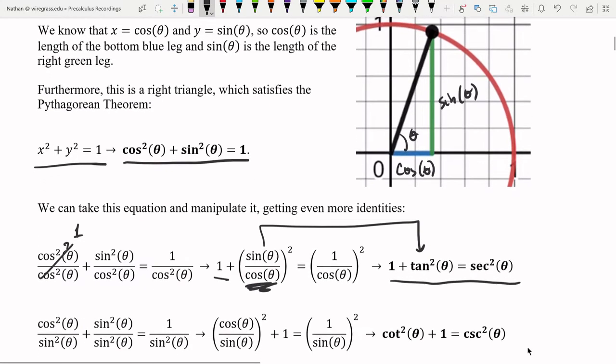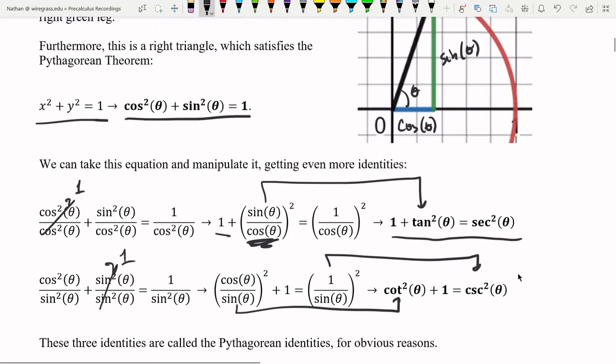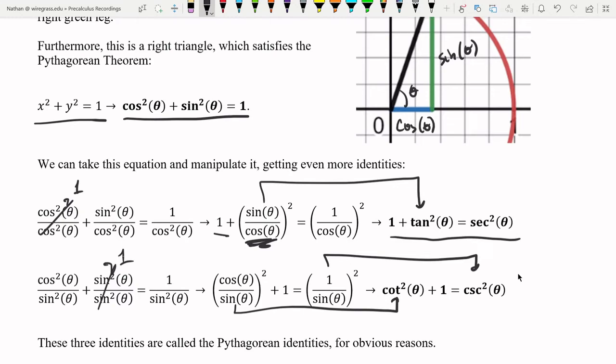Let's divide next by sine squared. Doing that gives us cosine squared over sine squared, this just becomes 1, and 1 over sine squared. Doing the same process, this is just cotangent, and 1 over sine squared is cosecant. So we have cotangent squared plus 1 equals cosecant squared. And these are all called the Pythagorean identities because they all come from the Pythagorean theorem.